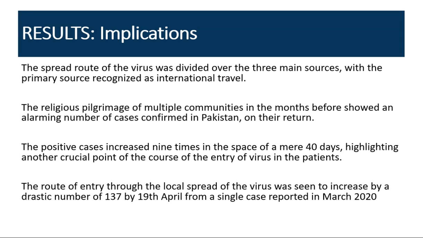The spread route of the virus was divided over the 3 main sources, with the primary source recognized as international travel, the primary source being the first one which introduced the virus in the region. The religious pilgrimage of multiple communities in the month before showed an alarming number of cases confirmed in Pakistan on their return. The positive cases increased 9 times in the space of a mere 40 days, highlighting another crucial point of the course of the entry of the virus in the patients.